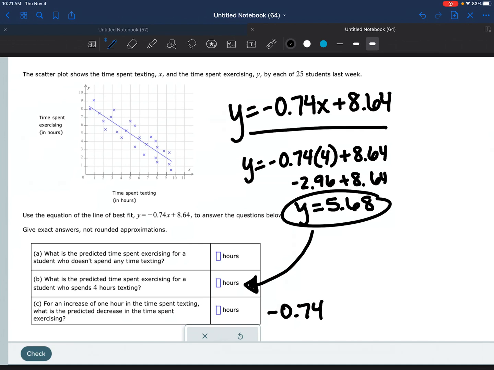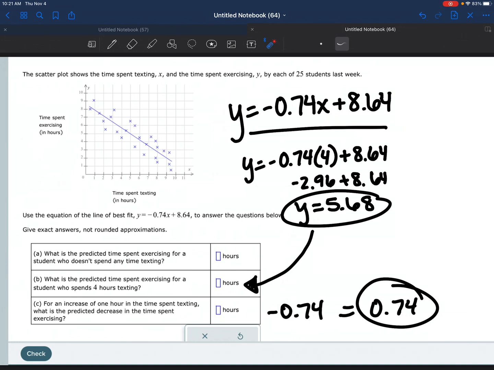Now, you may not type in a negative because it already says predicted decrease, so it'll probably just be 0.74, because they're already telling you it's a decrease, right? So here's the easy part of this, you guys. It asks you 3 questions. It's always going to ask you if your x value is 0. Well, anytime your x value is 0, isn't that your y-intercept?